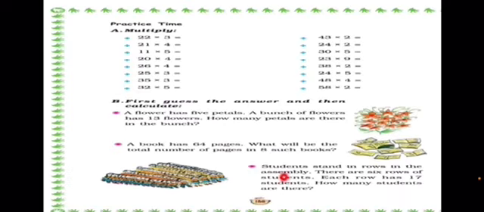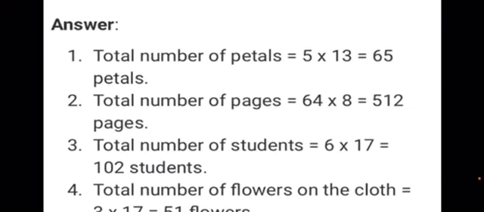Now students stand in a row in the assembly. There are 6 rows of students. Each row has 17 students. How many students are there? So here again 6 is given and there are 17 students. Now we need to find out the total number of students. So 17 will be 10 plus 7. So now 6 rows. So 6 tens are 60 and 6 sevens are 42. So 60 plus 42. So the answer is 102. So yes, the total number of students are 102 students.